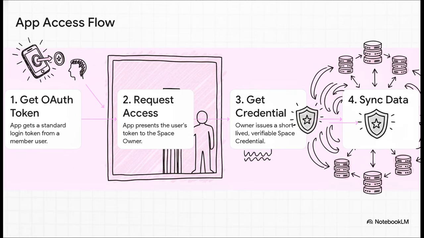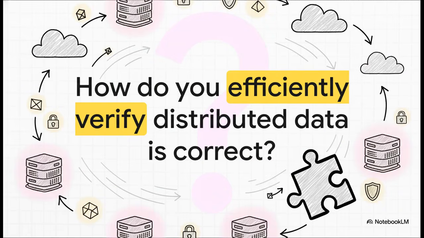Okay, but that creates a whole new problem, doesn't it? If your app is pulling data from hundreds, maybe thousands of different servers, how does it know it has the latest, most correct version of everything without just re-downloading the whole space every 5 minutes? That would be a bandwidth nightmare.